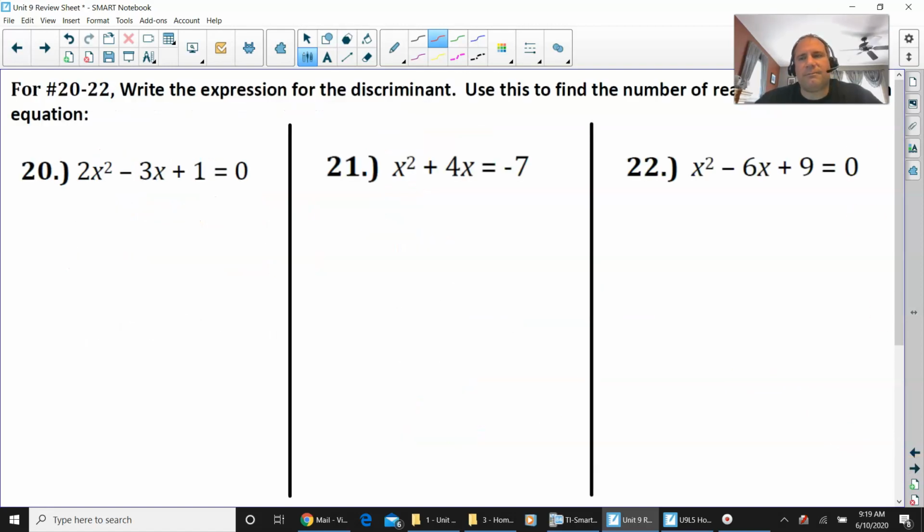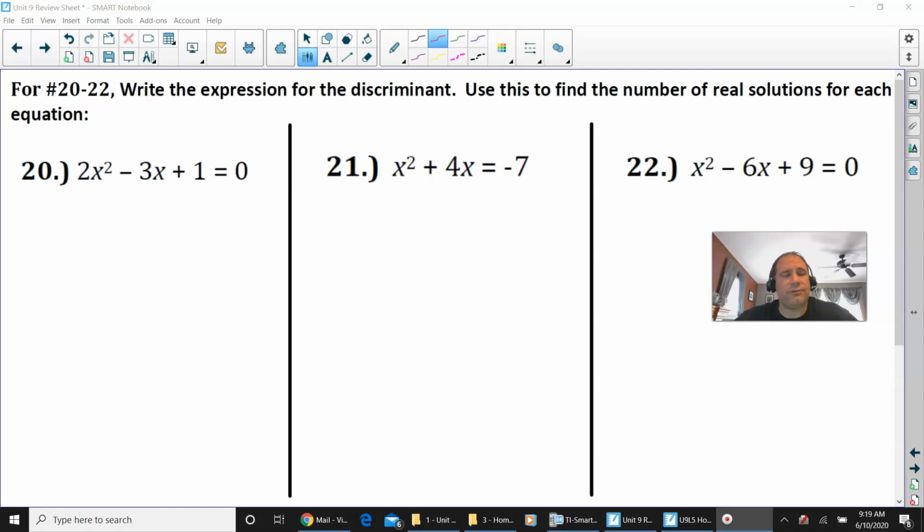All right, let's do number 20. Write the expression for the discriminant. Use this number to find the real solutions for each equation. So does everybody remember that right underneath the square root in the quadratic formula, that is called the discriminant? Does everybody remember what that is? Because you should write that down right here. So it is b squared minus 4ac.